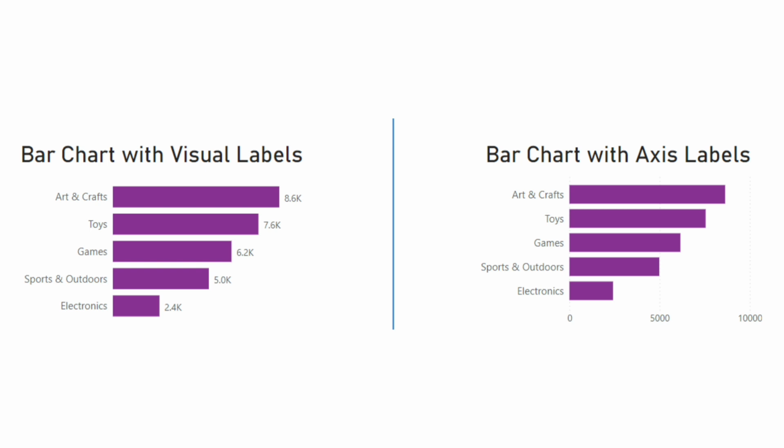Then next up is the bar chart. The bar chart with the visual labels and the bar chart with the axis labels. So which do you think is better?